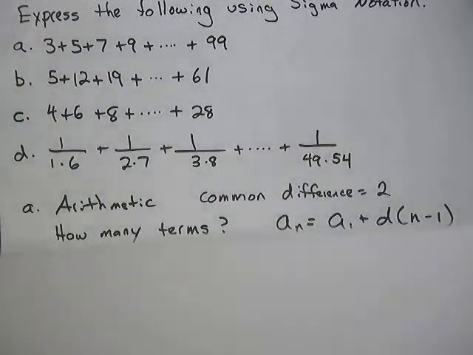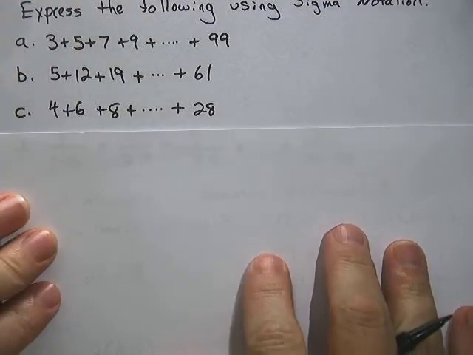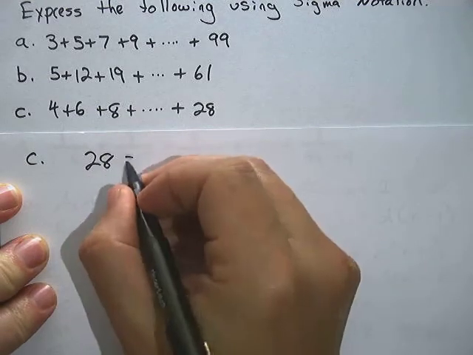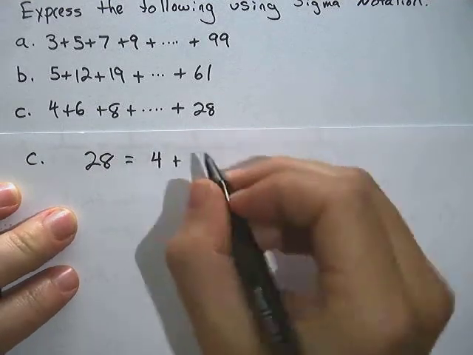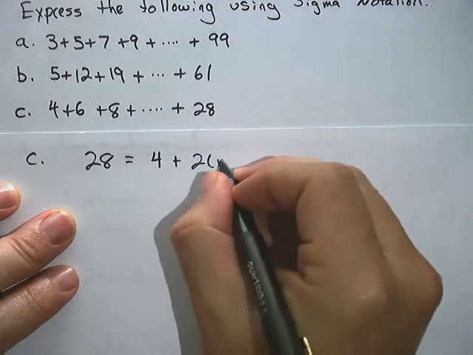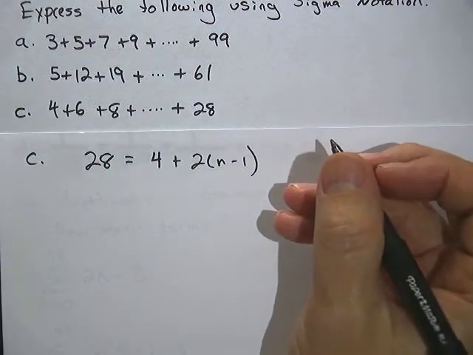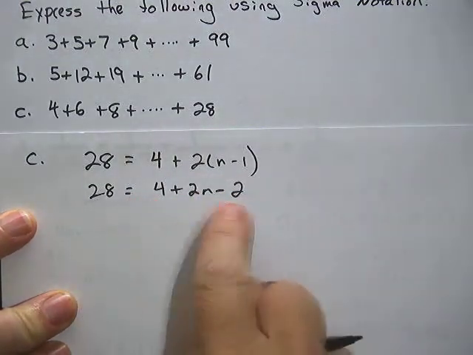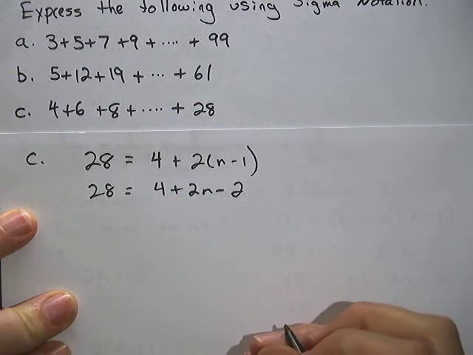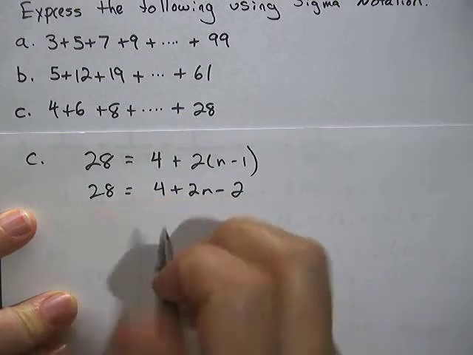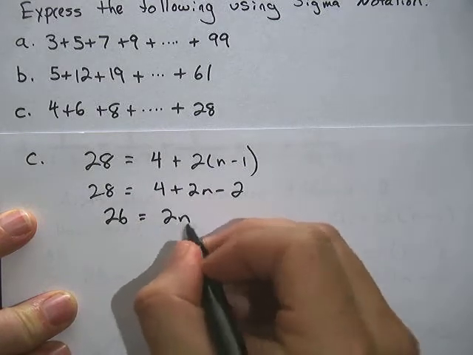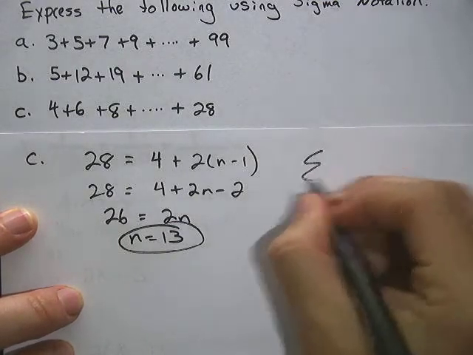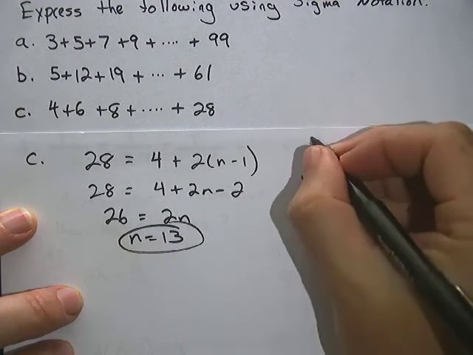Okay, let's do C. Looks like it's the same basic deal on C. So let's just go ahead and write it down. We get 28 equals 4 plus the common difference of, it's going up by 2, 2 times n minus 1. Okay, so that gives us 28 is equal to 4 plus 2n minus 2. 4 minus 2 is 2, you subtract it over, you get 26 equals 2n, n equals 13. There's 13 terms.